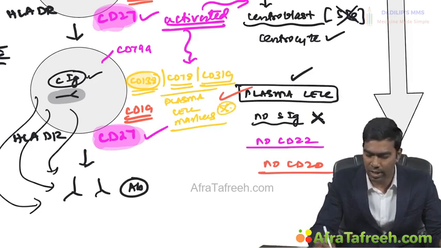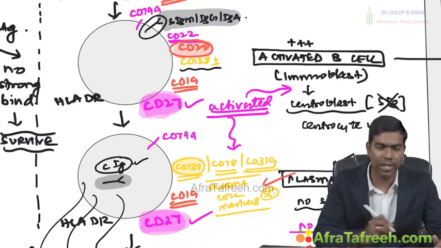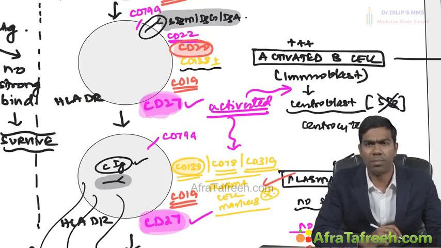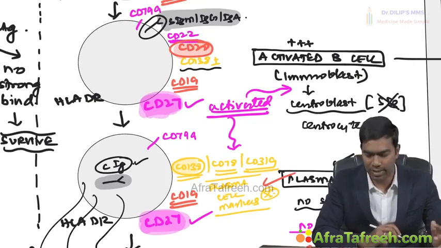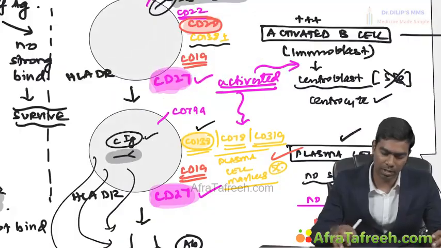I am not telling that CD138 is only a plasma cell marker, because certain times activated B cells also might express CD138. But in general, CD138 and CD78 and all these things are generally considered as classic plasma cell markers. That too, CD138 is very, very important for exams. This is a classic plasma cell marker.